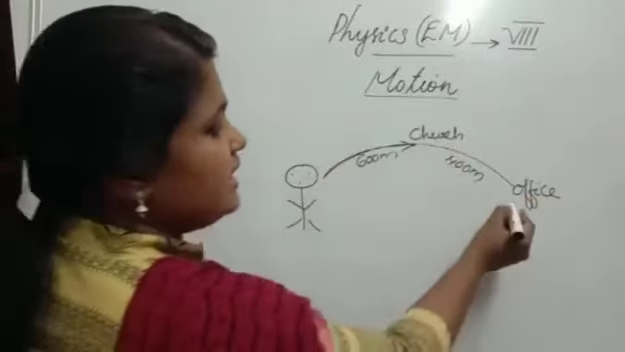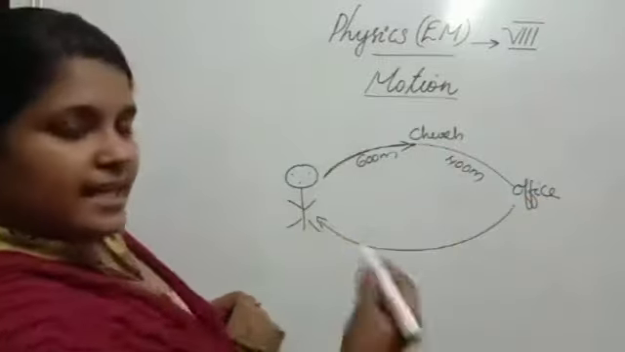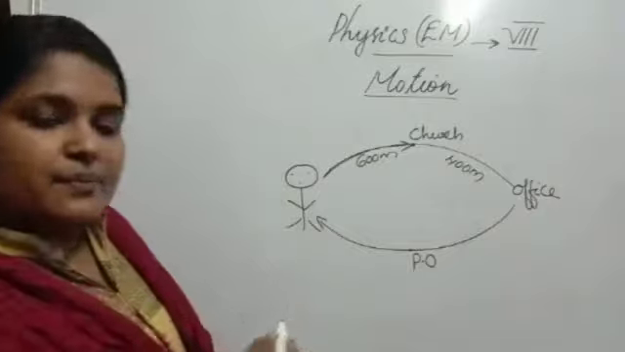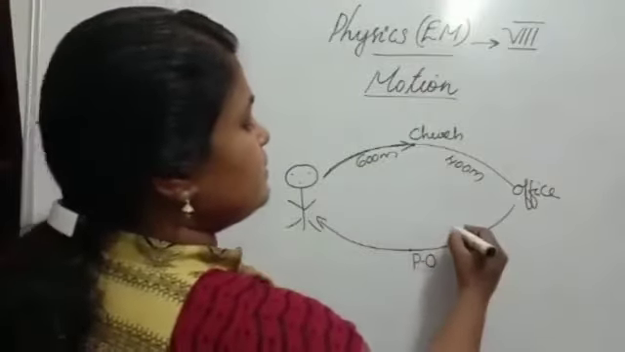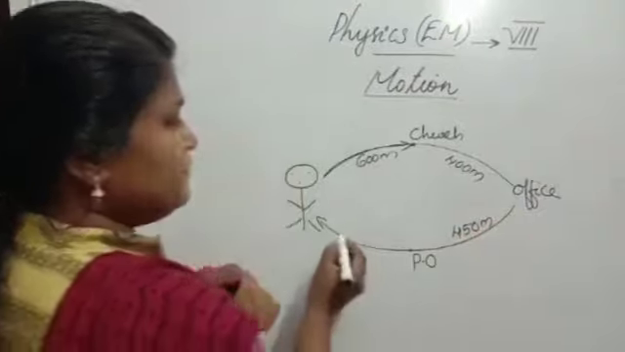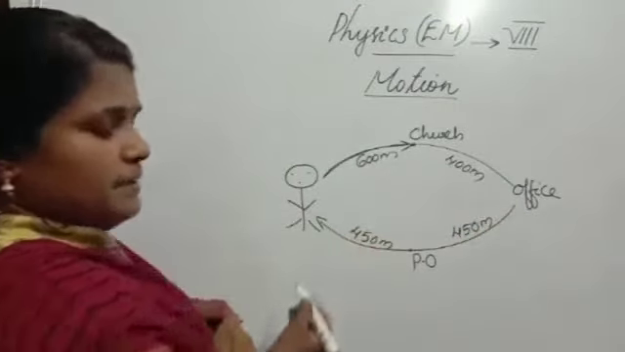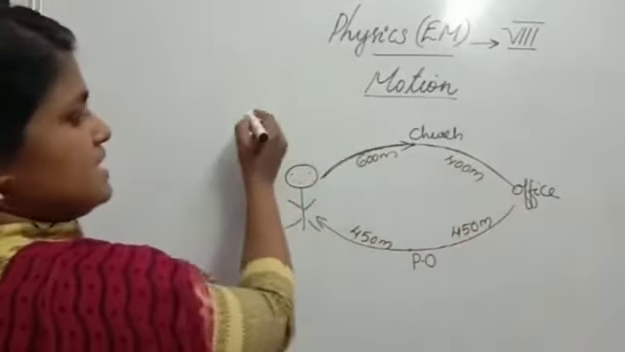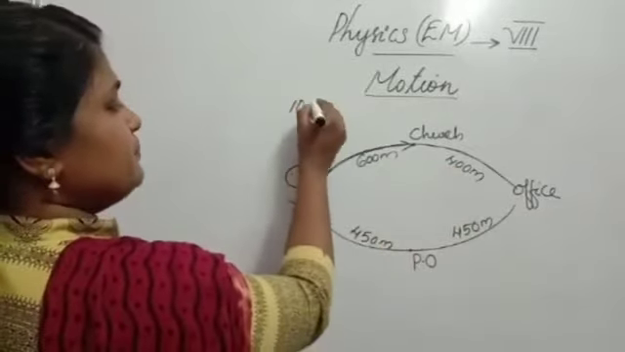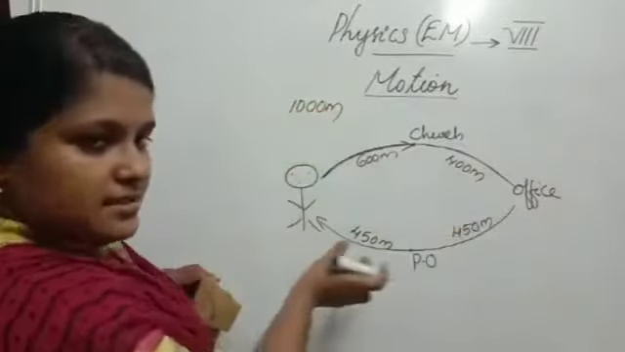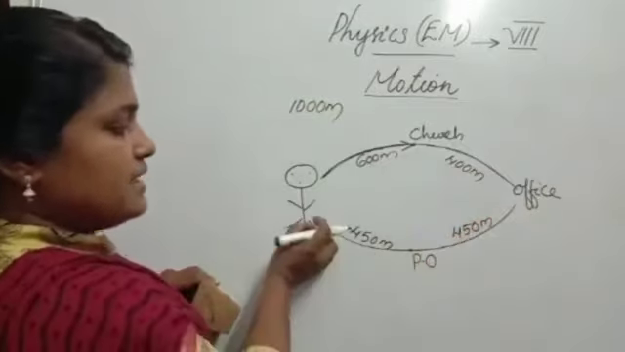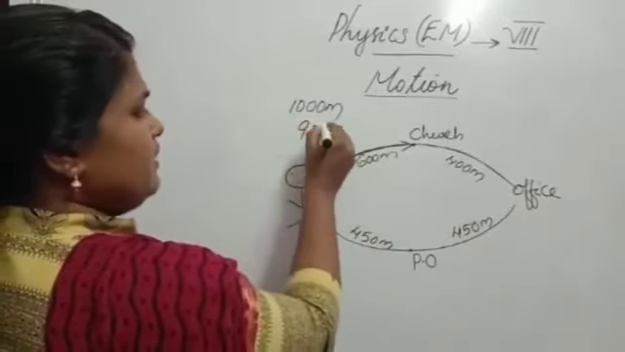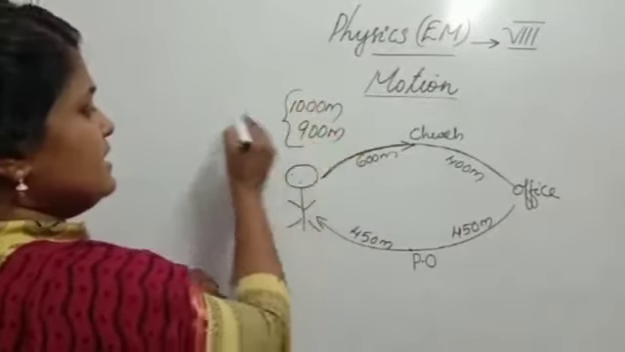But in the evening he returned home in another way. Here there is a post office, so we can say he used the post office road. Here the length is 450 meter and here also 450 meter. So the length of the path he travelled towards the office is 600 plus 400, 1000 meter. But when he returned, the length of this path is 450 meter plus 450 meter, 900 meter. So this is the distance.